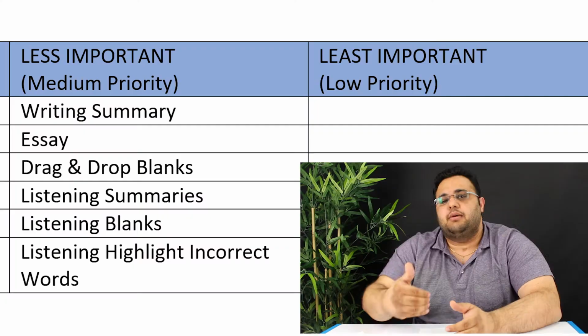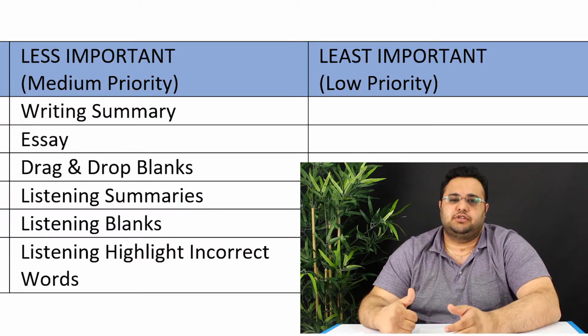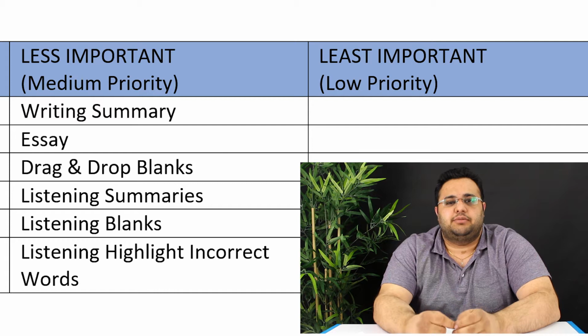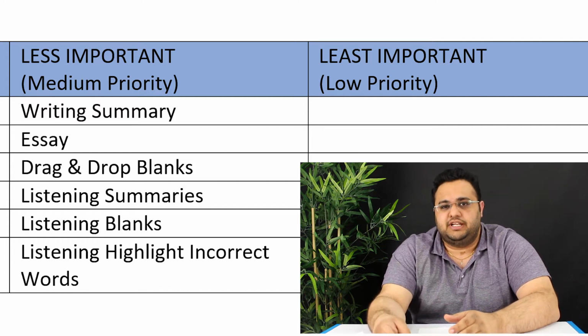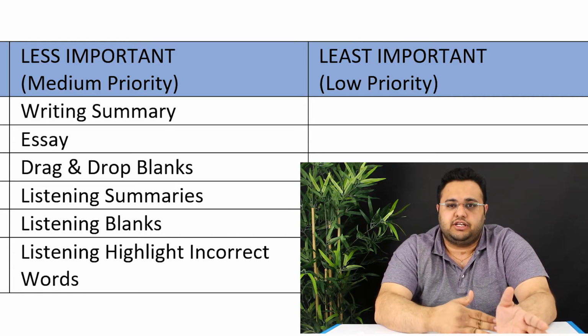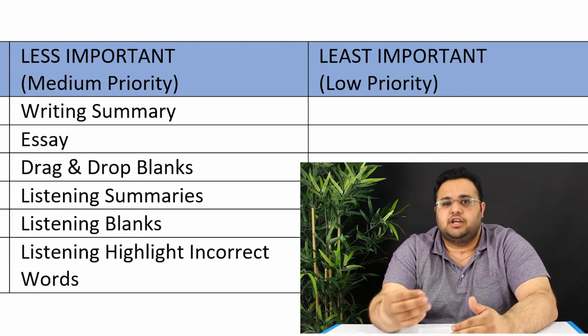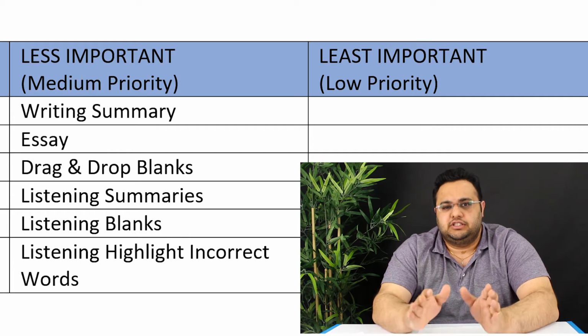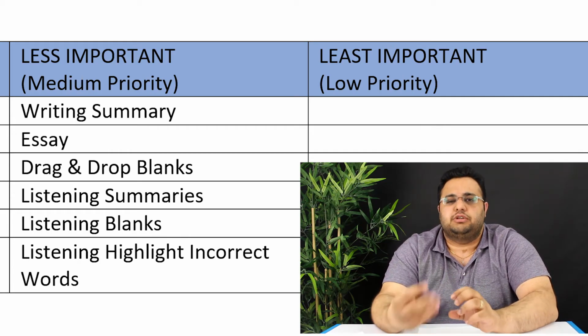Now coming to the medium priority question types. Your medium priority question types are your writing summary. I'm just going by the order. Your writing summary, your reading blanks, that is drag and drop blanks. Drop down blanks is a high priority task. Drag and drop blanks, your listening summaries, your listening blanks and your listening highlight incorrect words, the last 2 not being too much of a priority.